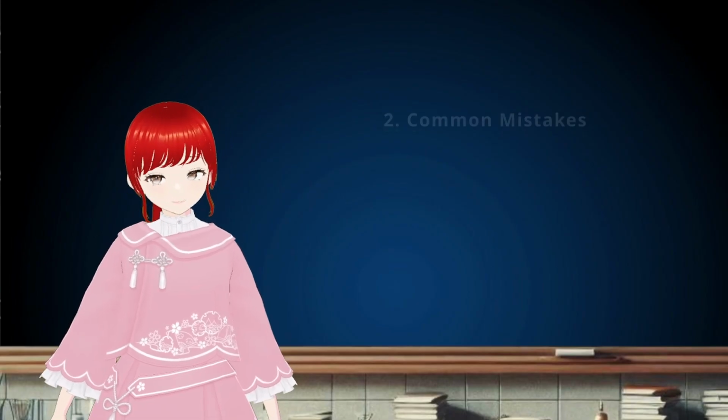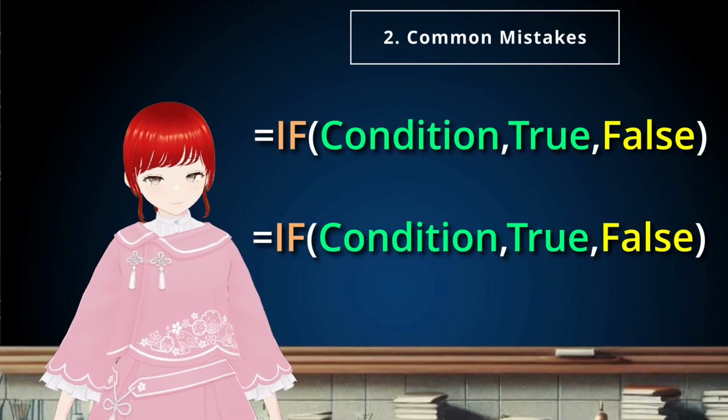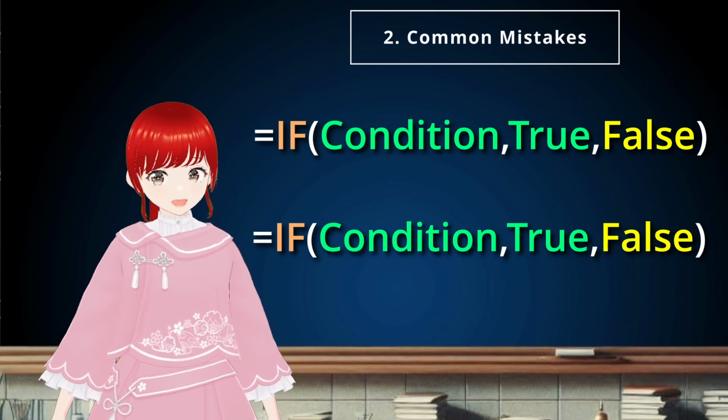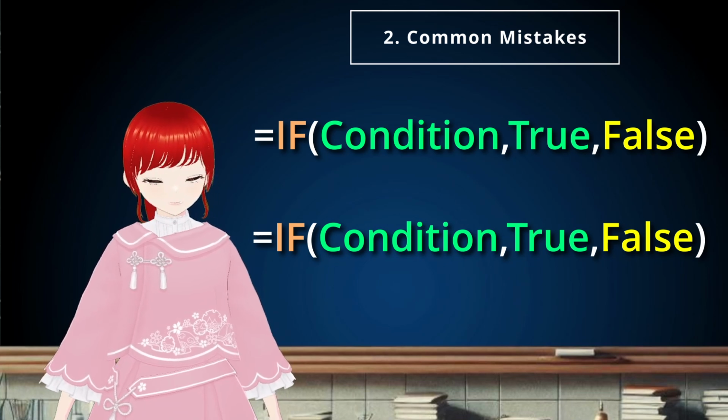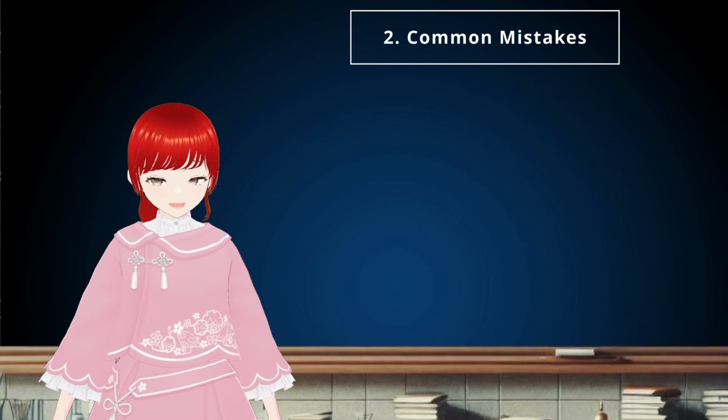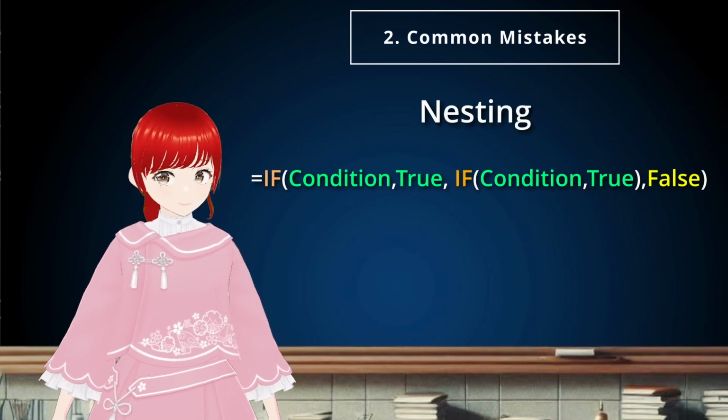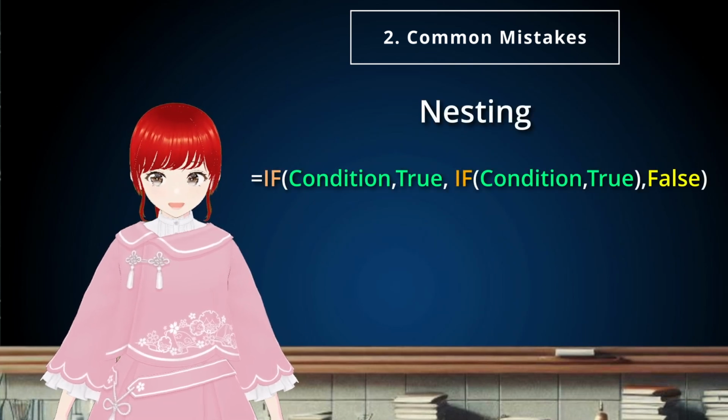2. Trouble with multiple conditions. When you need to test several conditions, using multiple if functions, also called nesting, can get confusing. We'll go over this in the next section.